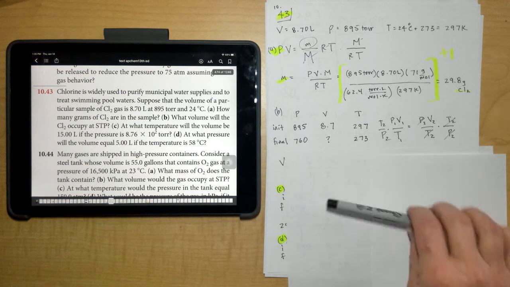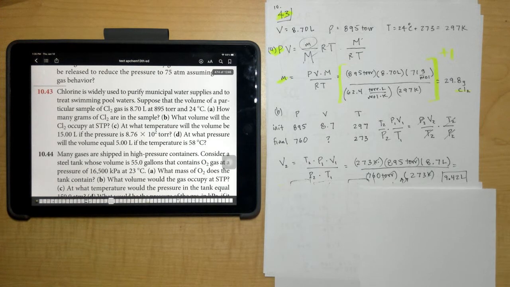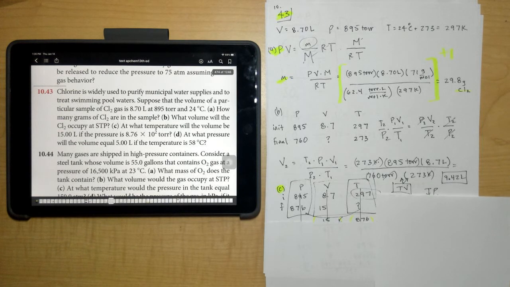So anyway, I organized the data like this to start with, and I found out I have to find the final volume. This one's not worth a point, but it turns out to be 9.42 liters. The next one, I did the same thing, organized my data, and then I did it a little differently.